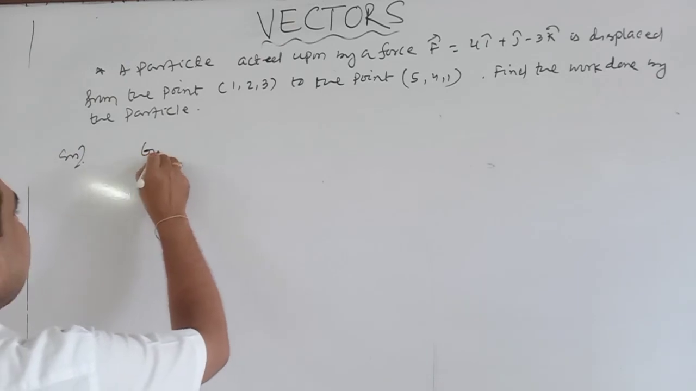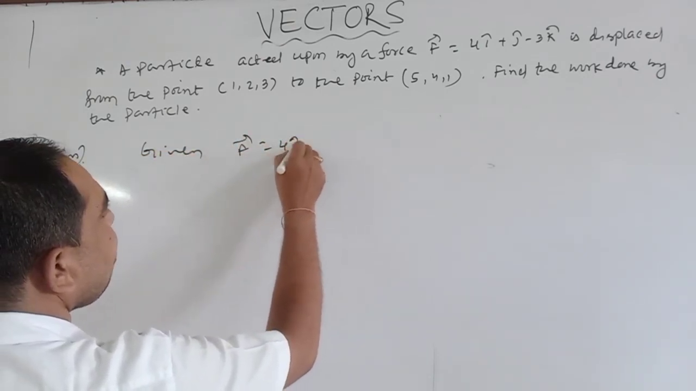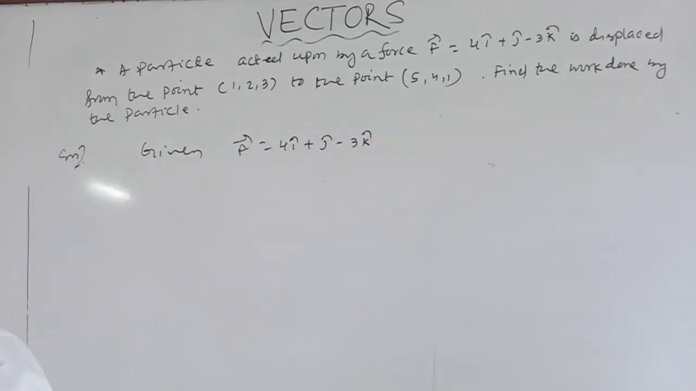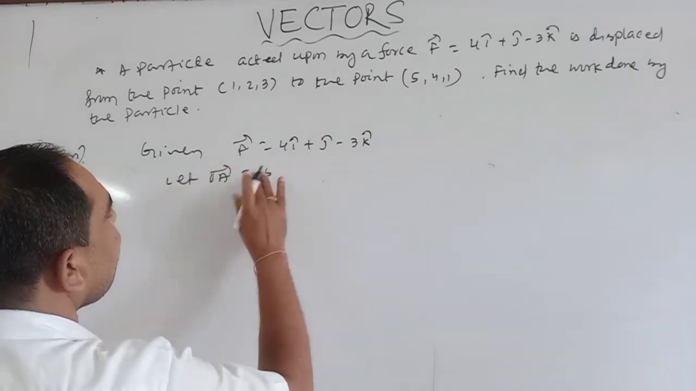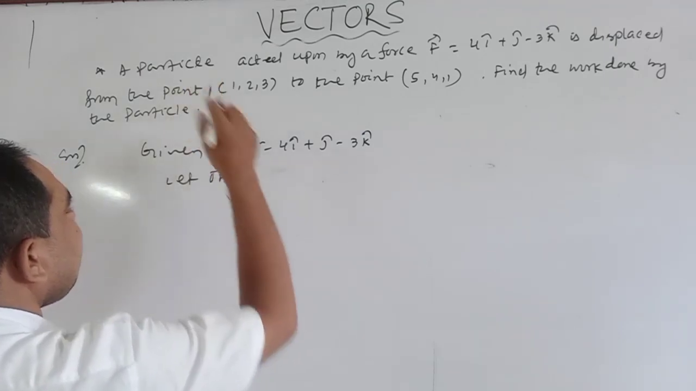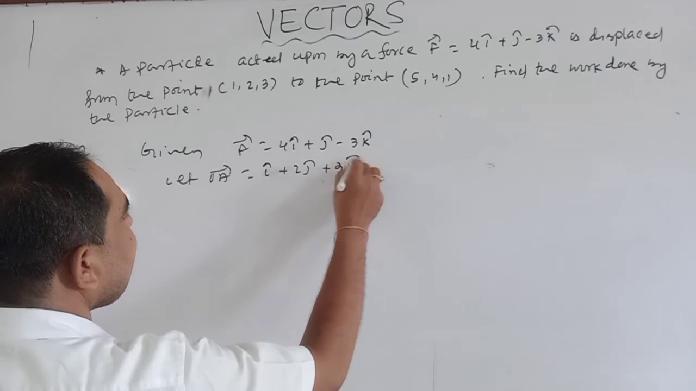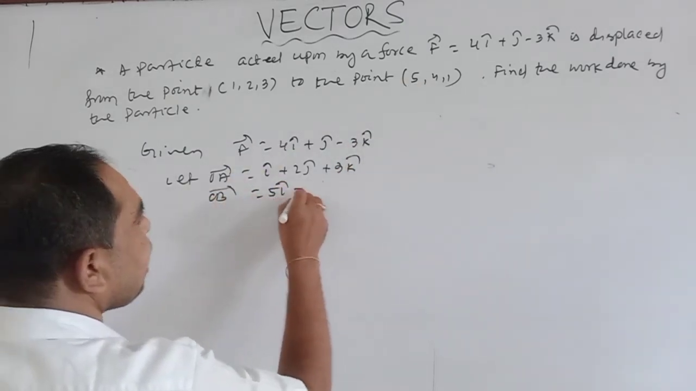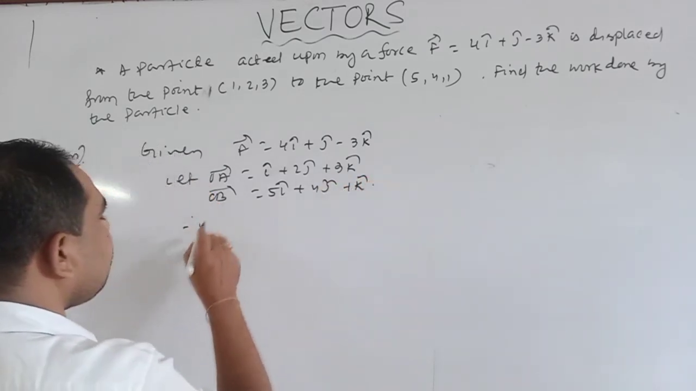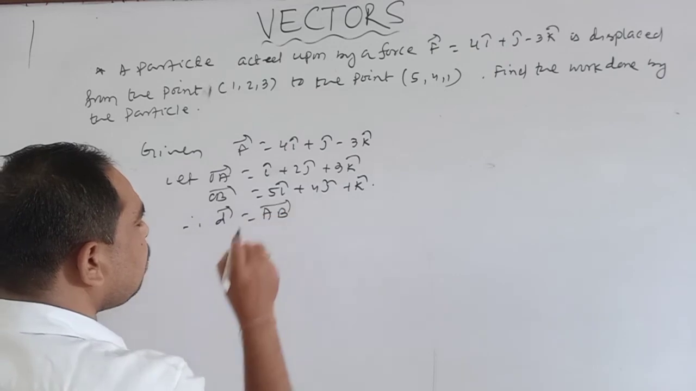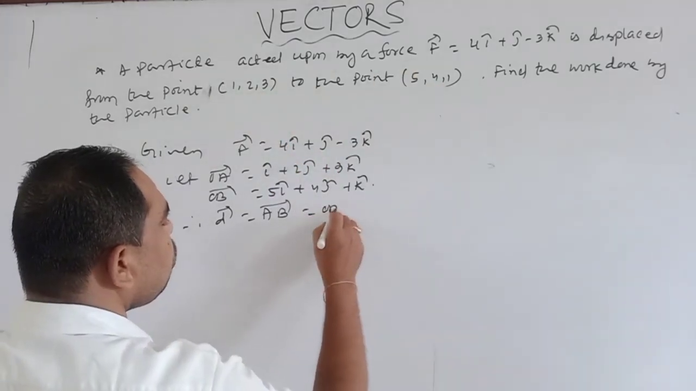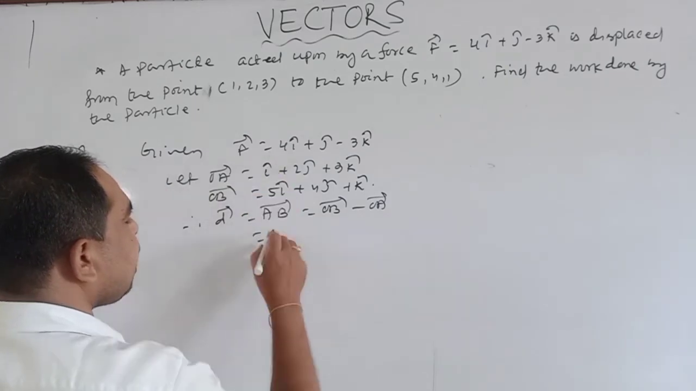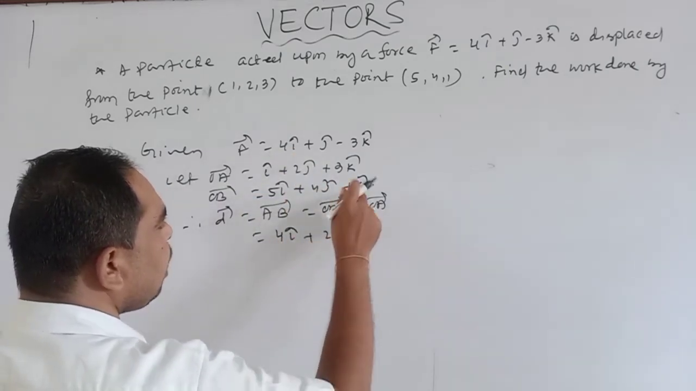Solution: given F vector is equal to 4i cap plus j cap minus 3k cap. Let OA be equal to i cap plus 2j cap plus 3k cap, this is A point. OB is equal to 5i cap plus 4j cap plus k cap. Therefore D vector is equal to AB vector, means displacement, displaced from A to B. AB vector is equal to OB minus OA is equal to (5i minus i) is 4i cap, (4j minus 2j) is 2j cap, (k minus 3k) is minus 2k cap.